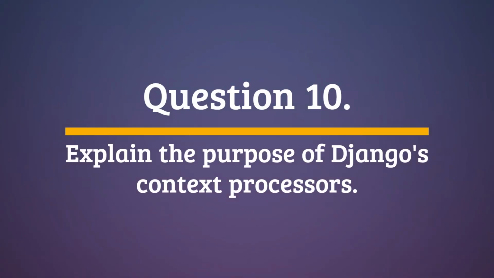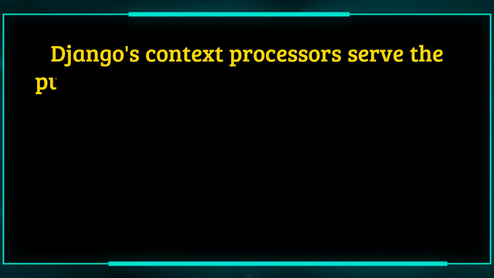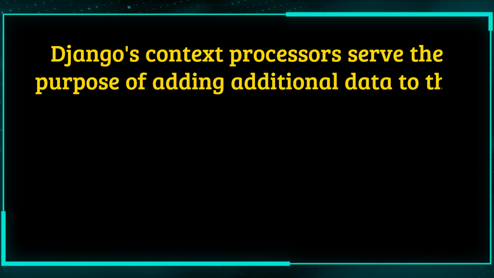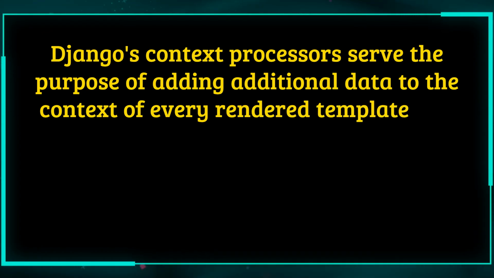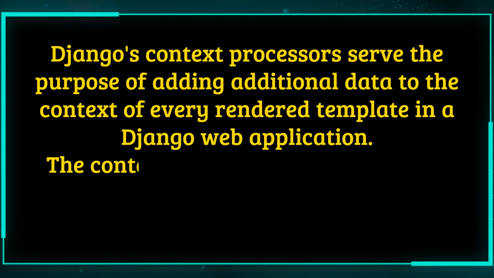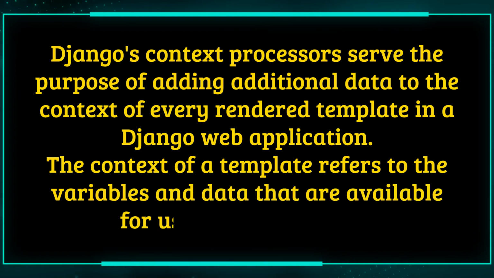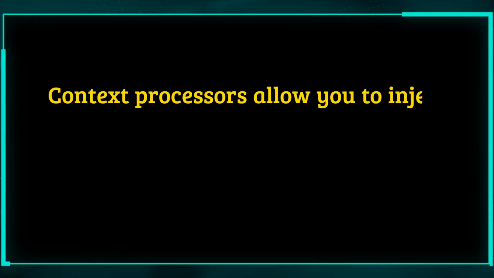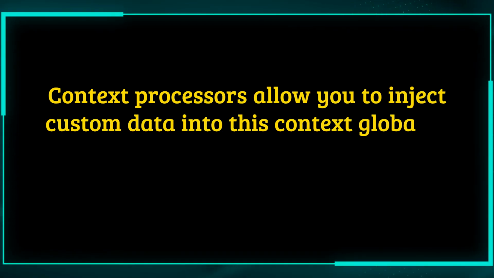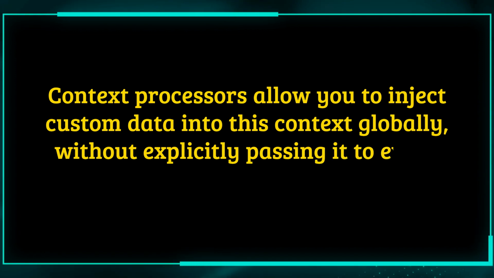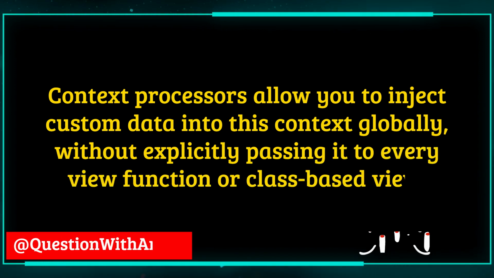Question 10. Explain the purpose of Django's context processors. Answer. Django's context processors serve the purpose of adding additional data to the context of every rendered template in a Django web application. The context of a template refers to the variables and data that are available for use in that template. Context processors allow you to inject custom data into this context globally, without explicitly passing it to every view function or class-based view.